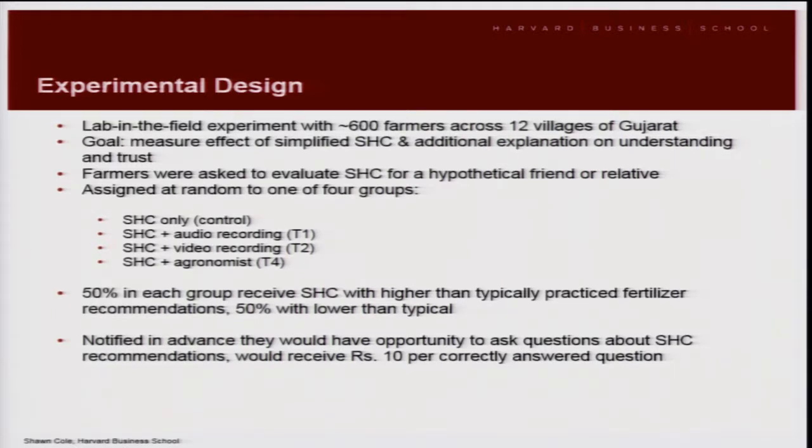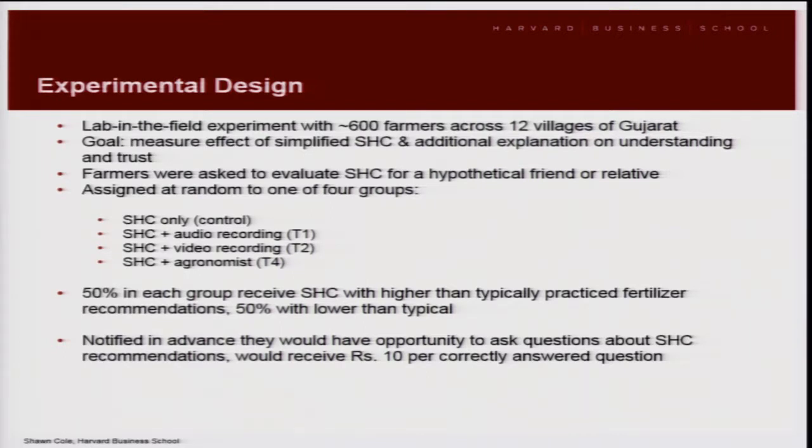So it's a sort of lab-in-the-field experiment with 600 farmers from 12 villages in Gujarat. And the goal is to just measure the effect of the simplified health card and the additional ICT-based explanation. Now, it would have been logistically too challenging in 3 weeks' time to match farmers to their soil and go out there. It would have been very, very costly. So instead, we just said, we're going to give you the soil test of a cousin. Imagine this is your cousin. We want you to read the soil health card and tell us what recommendations you would make for your cousin. And to incentivize them to pay attention, we said, we're going to ask you a question at the end. If you get questions about input use right, you'll get 10 rupees of cell phone top up right away for each question you get correct.